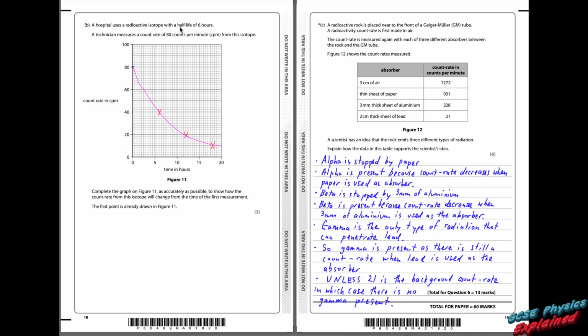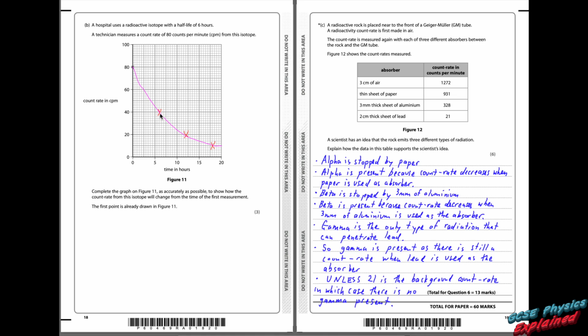So what they're saying is the half-life is 6 hours. So that means that the count rate, or the activity, is going to halve every 6 hours. So at a time of 0, the count rate was 80. So 6 hours later, go along to 6. Now we want half of 80, which is 40. So just go up to 40, put your cross there.